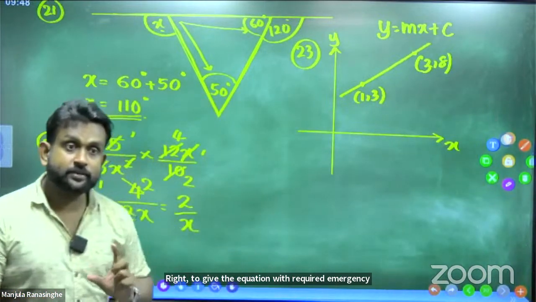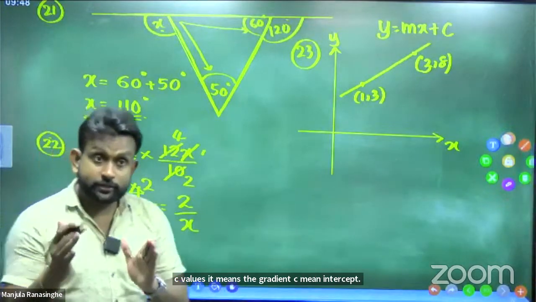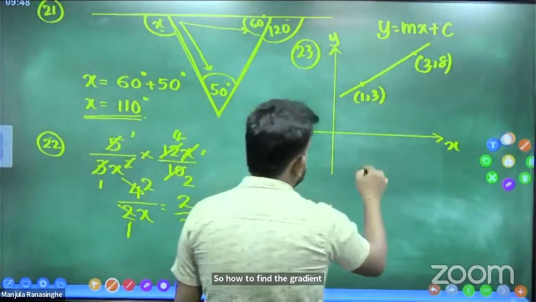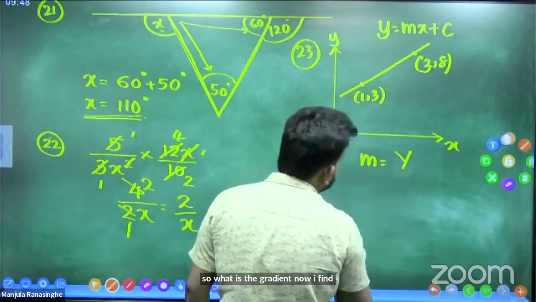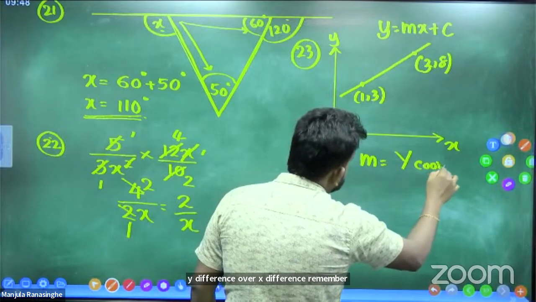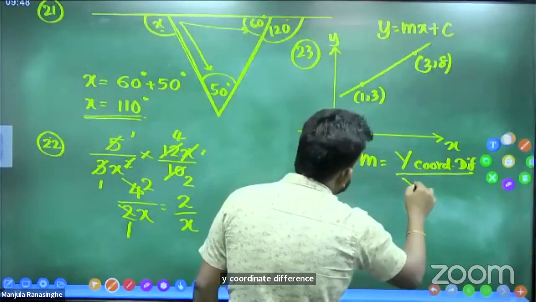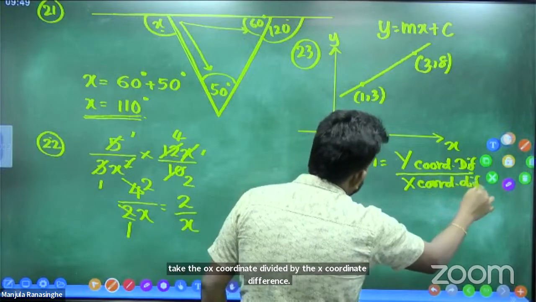m means the gradient, c means the intercept. So how to find the gradient? Using 2 points, you can find the gradient. So what is the gradient? It is the y coordinate difference divided by the x coordinate difference. So this is the gradient formula.